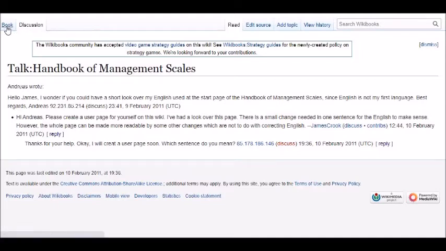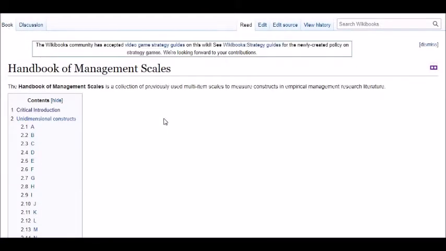Now, I don't know what is there under the discussion. Just let me see. Okay, I'm not supposed to enter into this. Now let me focus more on the Handbook of Management Scales. Now we will see what the introduction is about, and it's an amazing one which I think all of you would love.